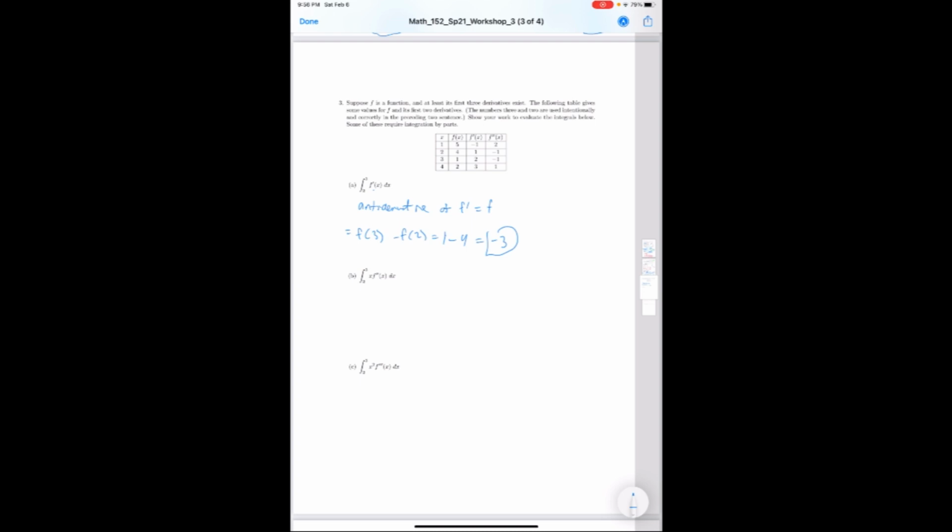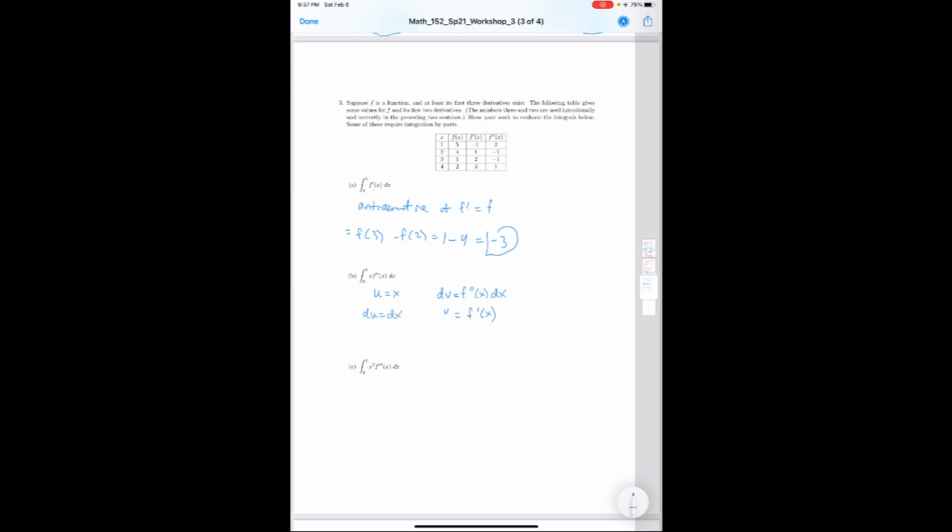All right. Now, for this one, this is probably best done by integration by parts. I'm going to let u equal x and dv equal f double prime of x dx. That means v should just be the antiderivative of f double prime. The antiderivative of the second derivative is the first derivative, or f prime. And then du is equal to dx.